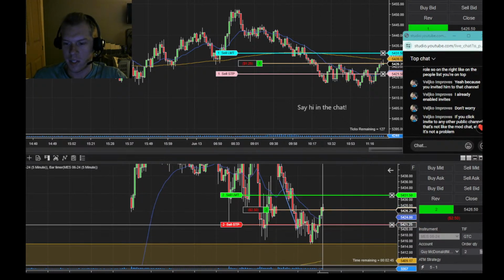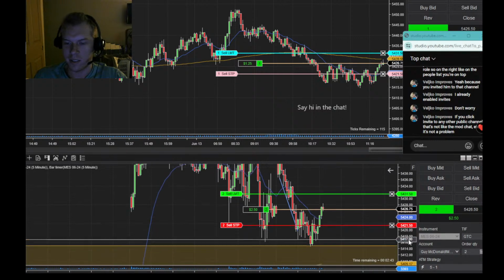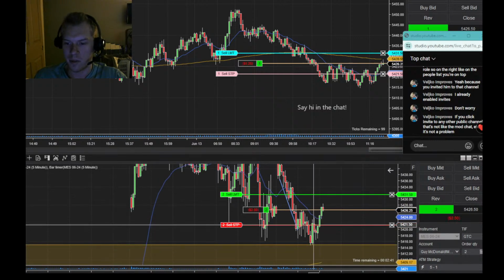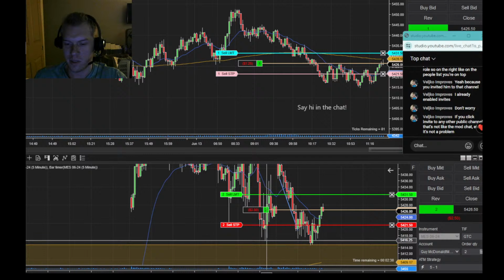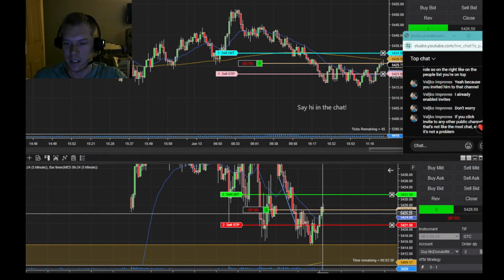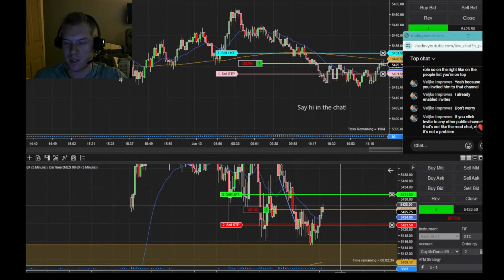So I bought here, expecting a second leg up after this. We've had three good bull bars following this failure of yesterday's low, and I think we should be able to get at least a small second leg up after this.